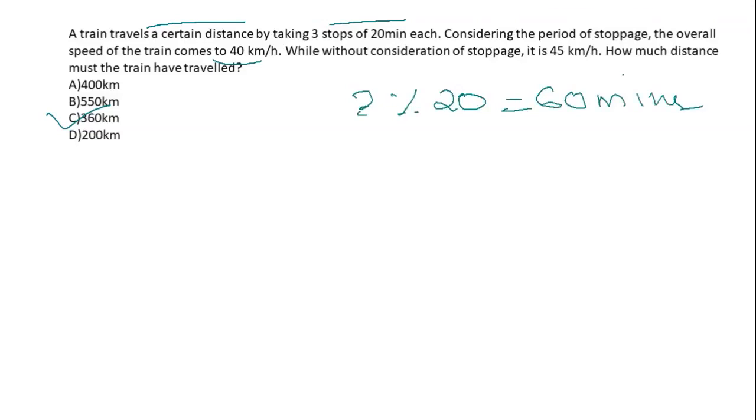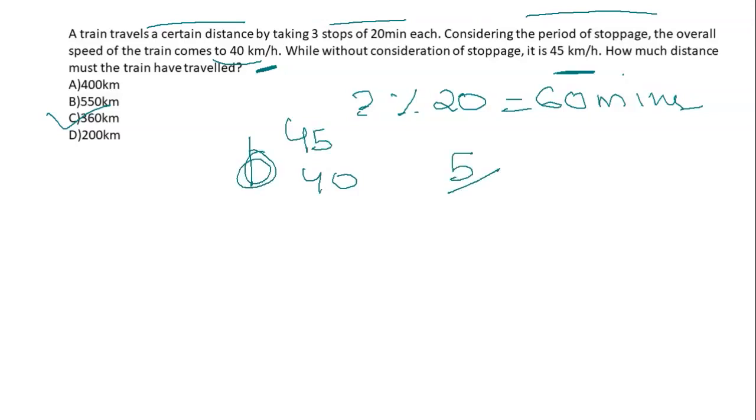Considering the overall stoppage, the speed is 40 kilometers per hour, and it takes 1 hour extra. But without considering the stoppage, it becomes 45 kilometers per hour. In the question, the speed dropped from 45 to 40 kilometers per hour, which means 5 is reduced from 45, so 1/9 is reduced on the speed.